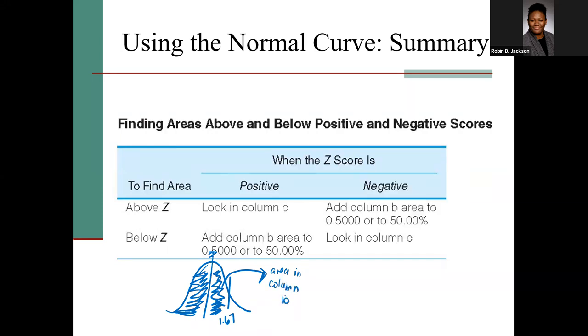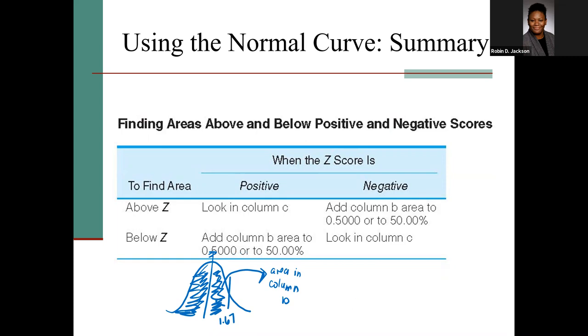All right, so that's where you take the area that you find in column B and you add it to the 0.5000. And that's how you get, when your z-score is positive and you want to know what the area is below the z, that's how you do that.